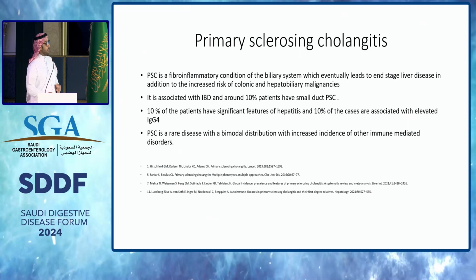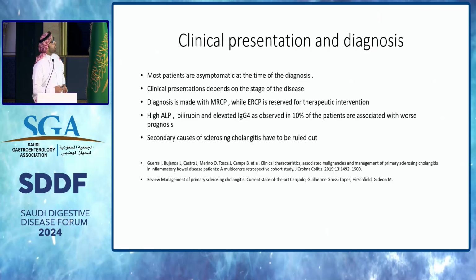Moving on to the third and last immune-mediated liver disease that I'll be talking about, PSC. We know it's a fibroinflammatory condition of the liver. Eventually, it leads to stricturing and liver fibrosis and cirrhosis. The other unfortunate thing about this disease is the increased incidence of colorectal as well as hepatobiliary malignancies. It is associated with IBD, since 75% of patients with PSC have IBD. 10% of the patients have small duct PSC where the cholangiogram is completely normal. It's a rare disease, but again, the same rule: if you see one autoimmune disease, look for other immune-mediated conditions.